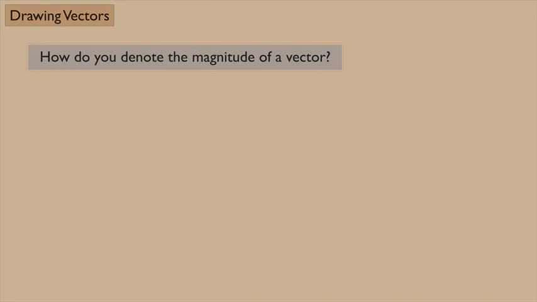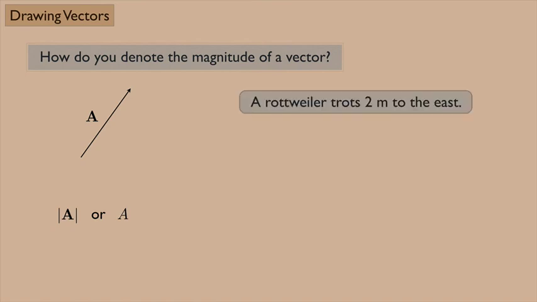How do you denote the magnitude of a vector? Well, if I have a vector A, I can denote the magnitude by putting bars around the sides, like absolute value bars, like this, or I can just write the letter that I used for the vector without making it bold, like this. So for example, a Rottweiler trots 2 meters to the east. I would draw the vector pointing to the right, like this, and I could label it with a bold B, and if I wanted to label the magnitude, I could write it like this, B equals 2 meters.